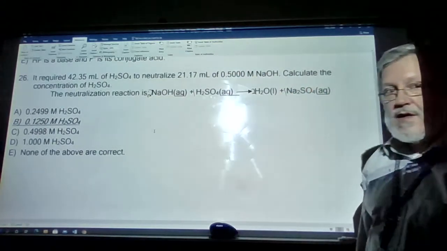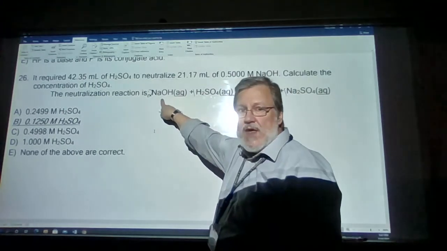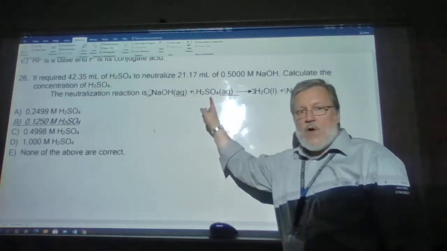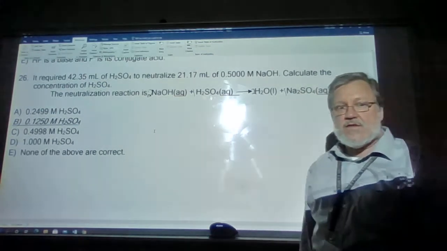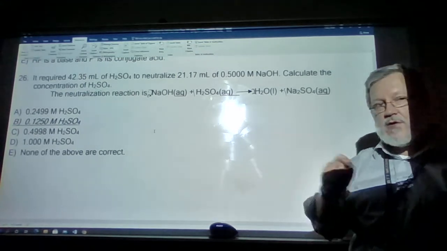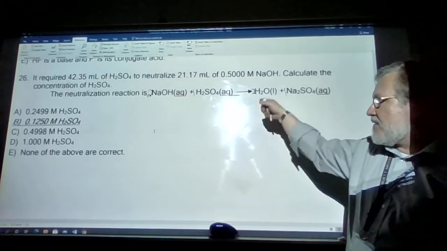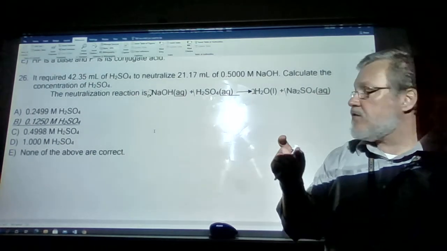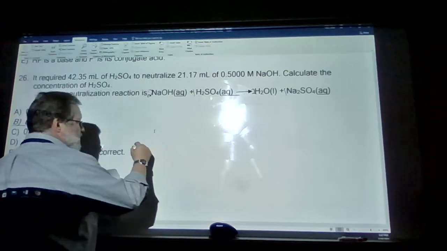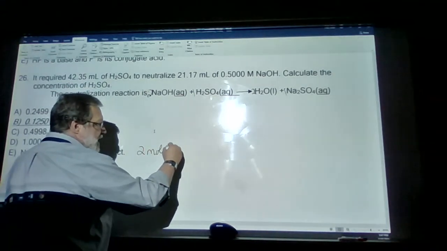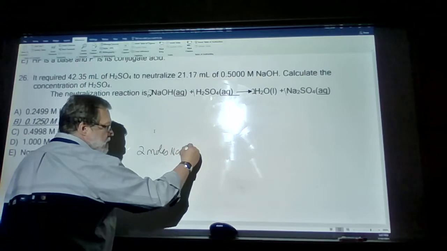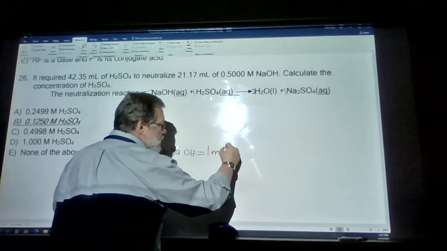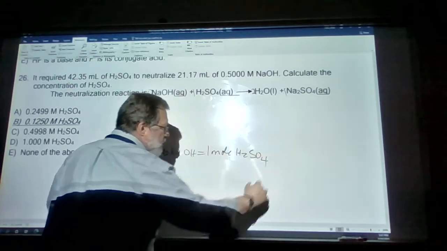From this equation, it says 2 of these react with 1 of those. What kind of equation is this? This is a molecular reaction. Every compound that's listed, reactant and product, are in terms of moles. So this equation says 2 moles NaOH equal 1 mole H2SO4.